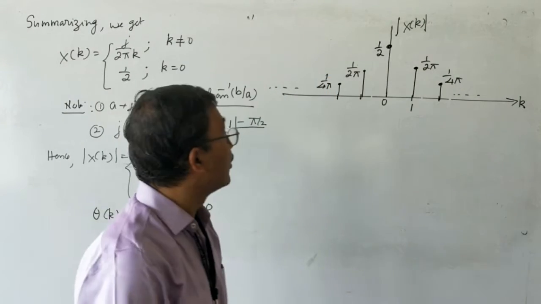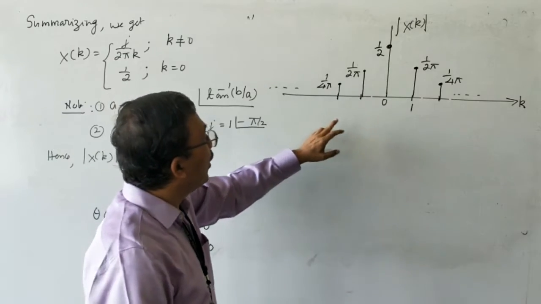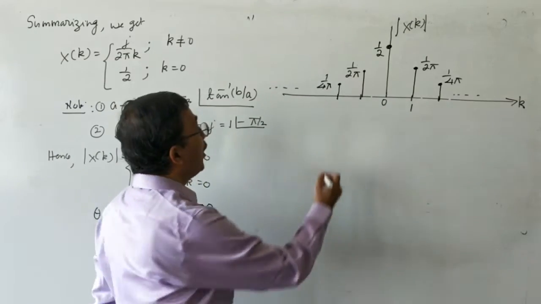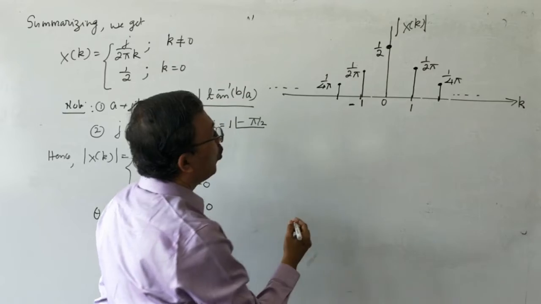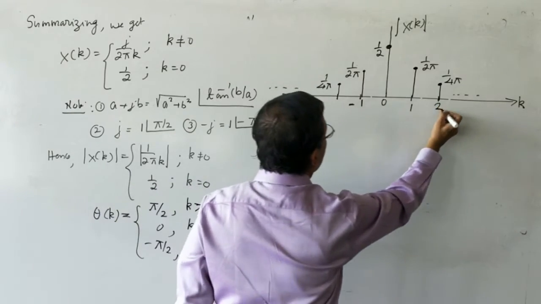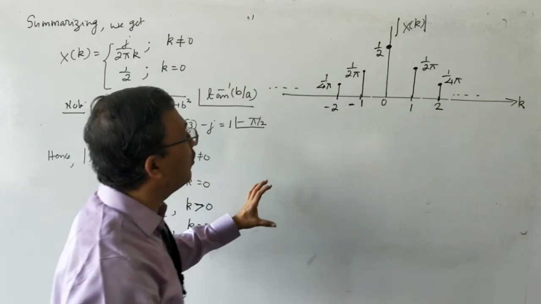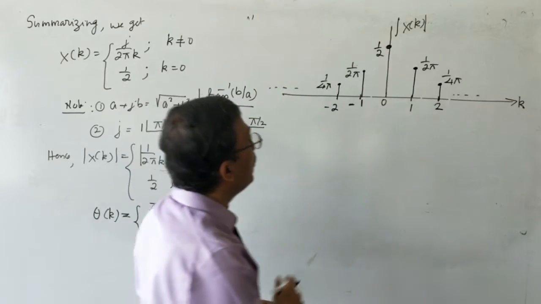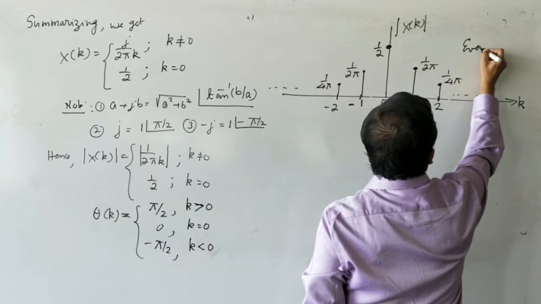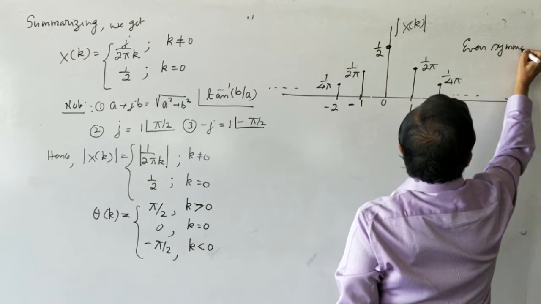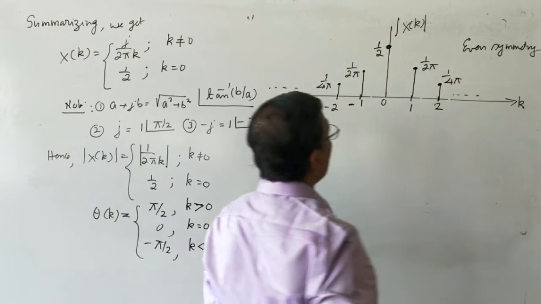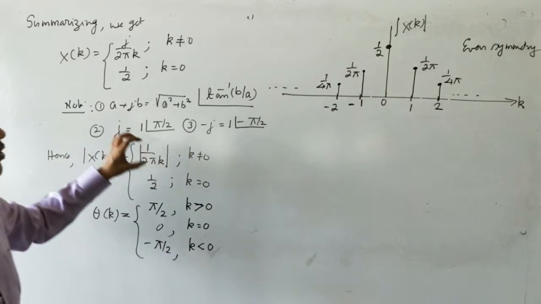If you see this spectrum, sorry for the phone call, whatever value you get at K equal to 1, the same value you get at minus 1. What value you get at K equal to 2, you will get at minus 2. What I mean by that is, this spectrum exhibits even symmetry. Very, very important. I told this in the beginning of this session.